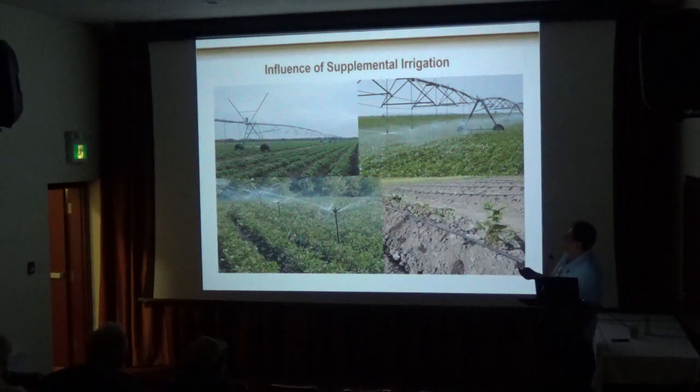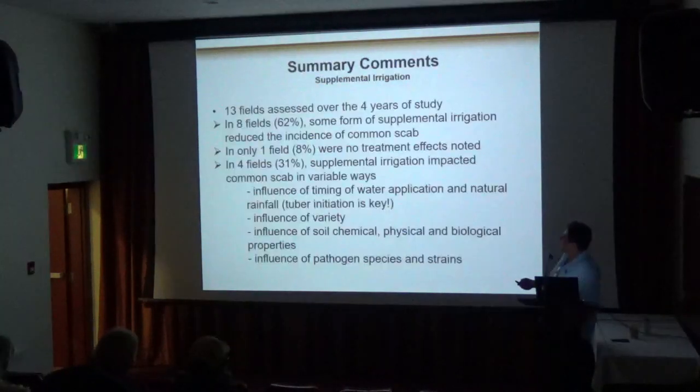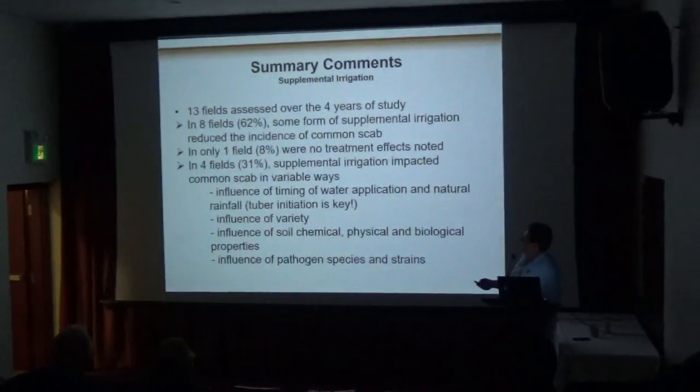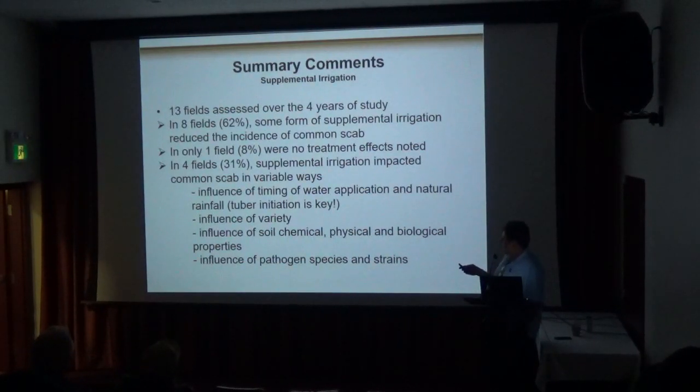We've done a bunch of trials with the East Prince Environmental Association group, some of the growers there, as well as the Living Labs funding that we've had for the last 4 years. And Yifeng Zhang's actually been looking at supplemental irrigation impacts. He gives me the tubers from some of these trials, and we have a look at them for disease. What we've found over the last 4 years in 13 fields is that in 62% of the fields, some form of irrigation reduced the common scab incidence. We didn't see an effect in one field, and in 4 fields it was variable.